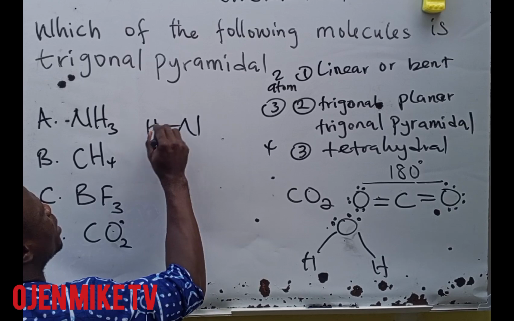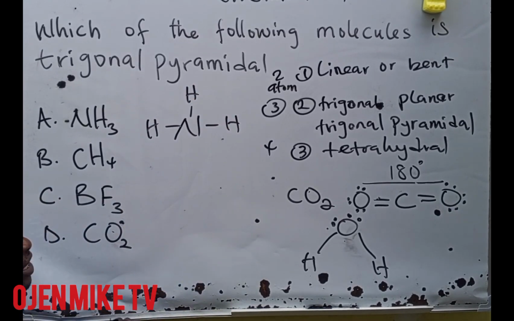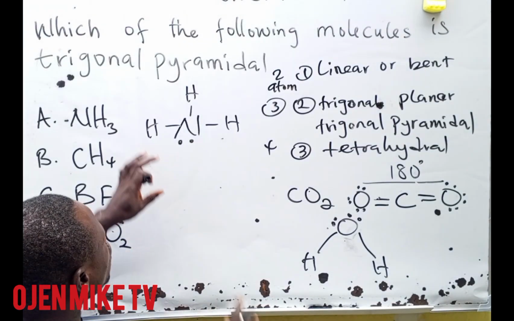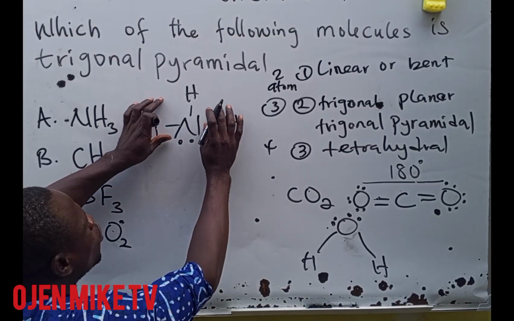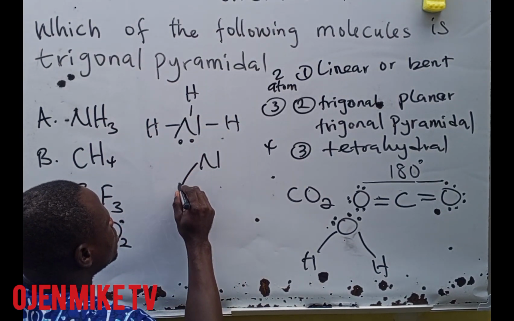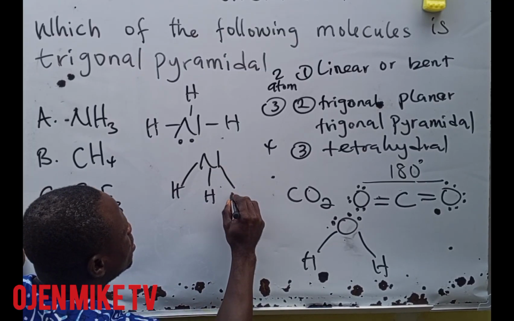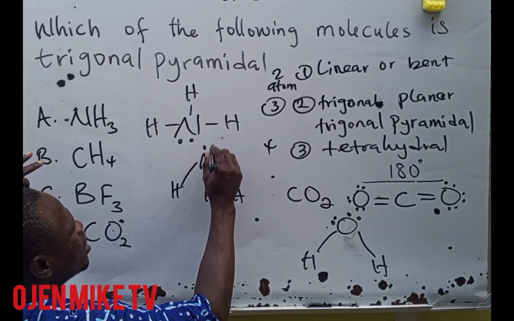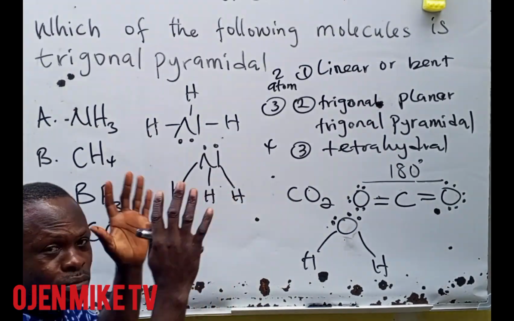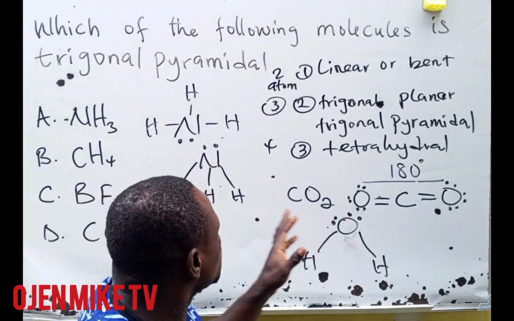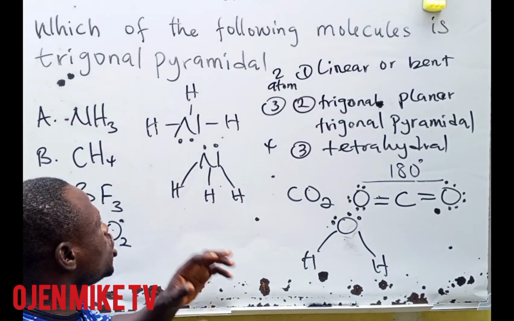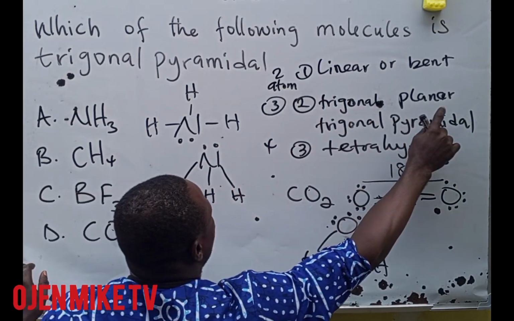Example, let me use nitrogen. Nitrogen is surrounded by 1, 2, 3 hydrogens. Do you get that? Now, nitrogen has a lone pair of electrons. This lone pair will make the hydrogen atoms bend. So you have a structure like this. They are no longer on this side, they are at an angle again. So this one is called trigonal pyramid. It's like a pyramid. Trigonal pyramid, because of the lone pair. Do you understand? If it is not trigonal pyramid, it will be trigonal planar.